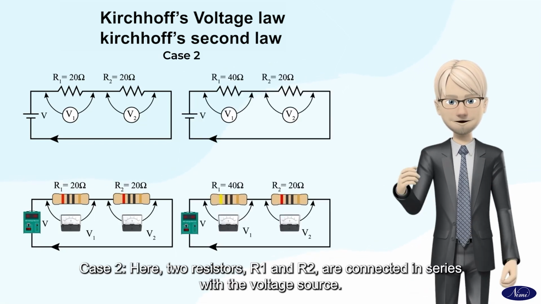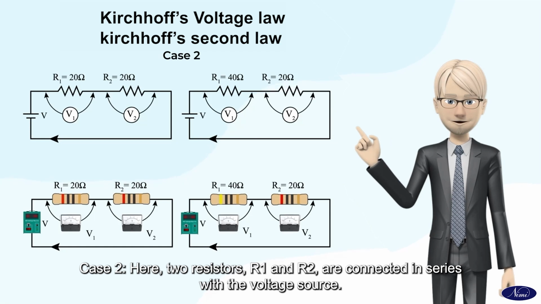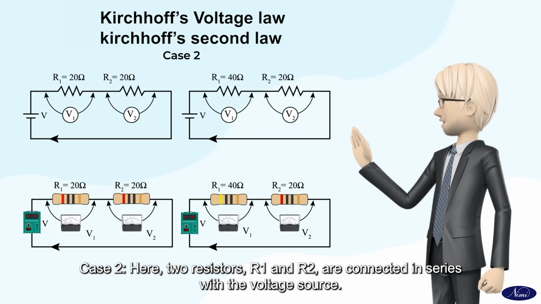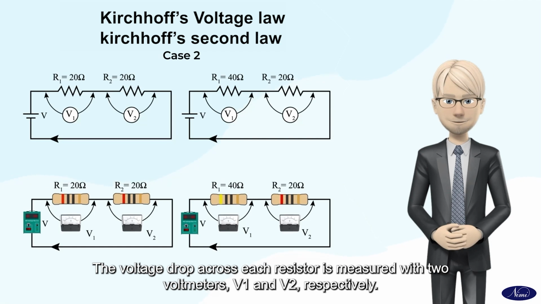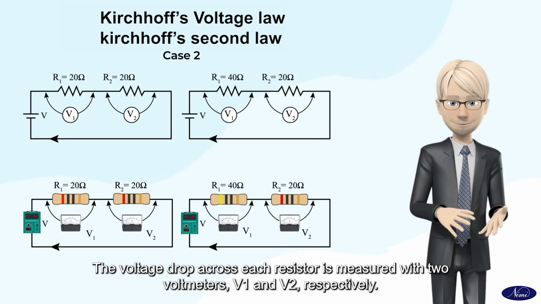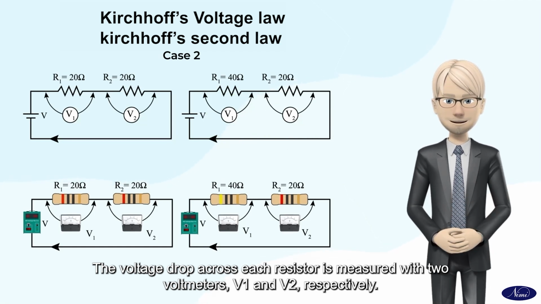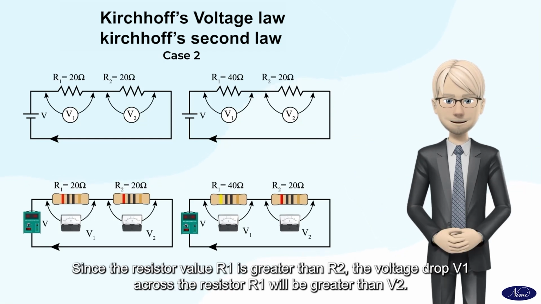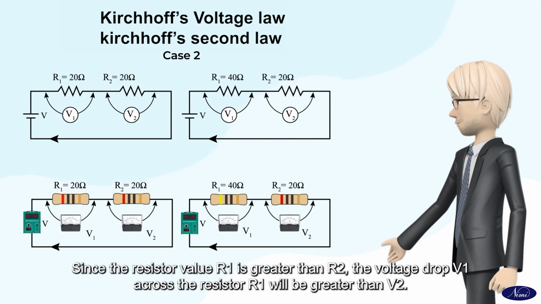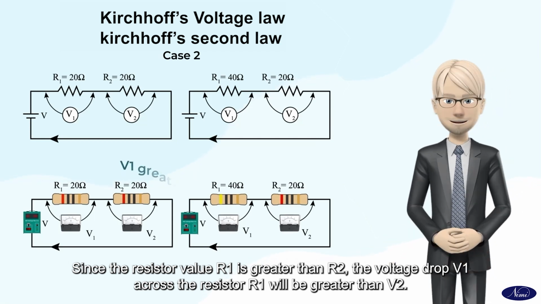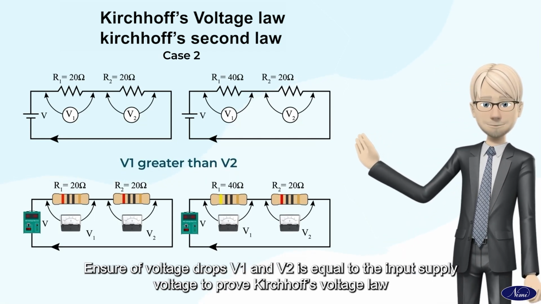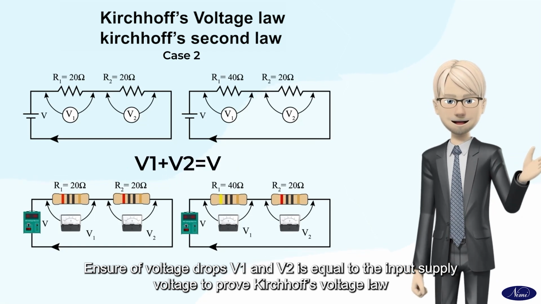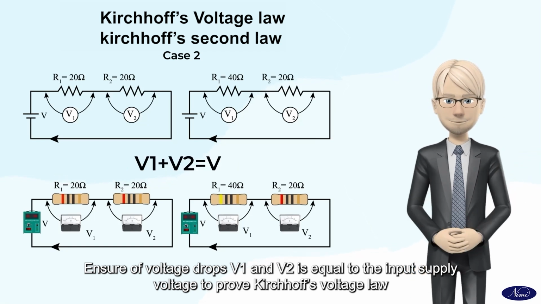Case 2. Here, two resistors R1 and R2 are connected in series with a voltage source. The voltage drop across each resistor is measured with two voltmeters V1 and V2 respectively. Since the resistor value R1 is greater than R2, the voltage drop V1 across the resistor R1 will be greater than V2. Ensure the sum of voltage drops V1 and V2 is equal to the input supply voltage to prove Kirchhoff's voltage law.